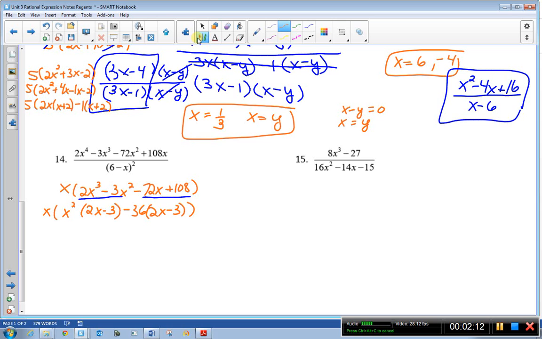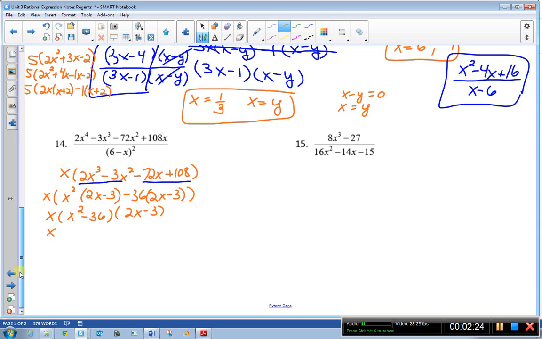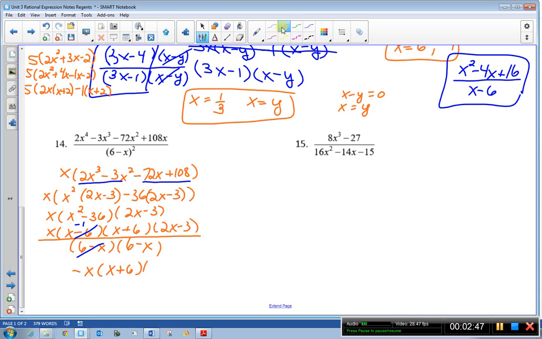So that numerator then factors to x, and then x squared minus 36, and then 2x minus 3, but I still can do more there. I have x minus 6, x plus 6, and 2x minus 3. And then the denominator is just 6 minus x and 6 minus x. So x minus 6 and 6 minus x cancel to negative 1. And that's it. So my final answer is negative x times x plus 6 times 2x minus 3 over 6 minus x.